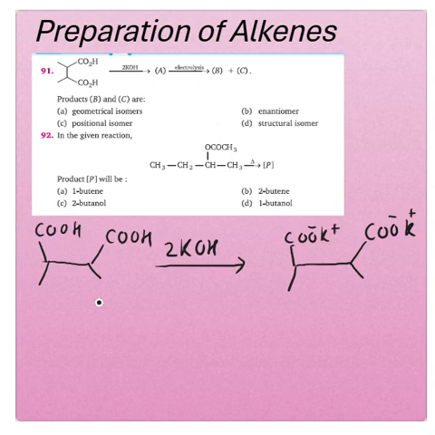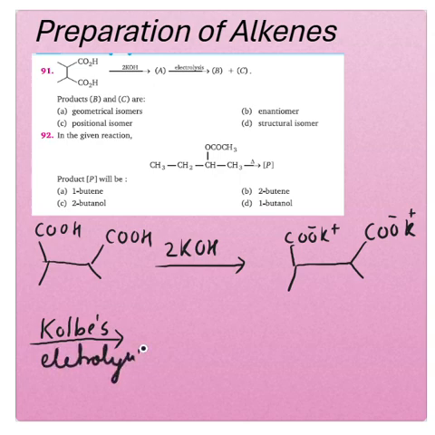Now, this upon electrolysis. Remember, this electrolysis is also called Kolbe's electrolysis, where we are going to get free radicals. That means there is a decarboxylation and then we are going to get a free radical. The free radicals are the reaction intermediates which are formed during the course of the reaction, and they are highly reactive. And also you can see there is a carbon-carbon single bond.